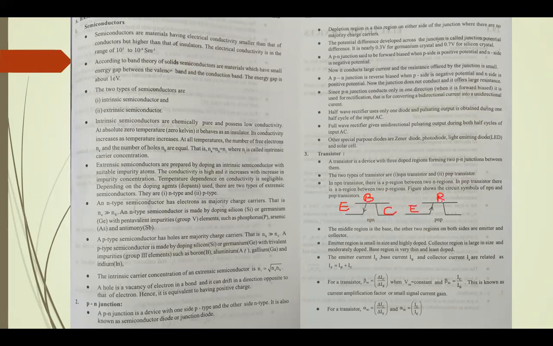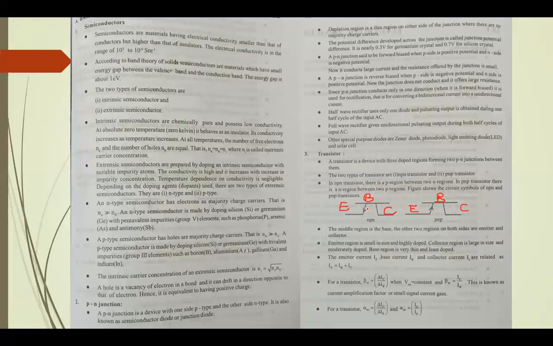Emitter, base, collector. Near the emitter region, if the current is leaving, then it is NPN. If the current is entering, then it is a PNP transistor. The middle region is the base. The other two regions on both sides are the emitter and collector. The emitter region is small in size and highly doped. The collector region is larger in size and moderately doped. The base region is very thin and least doped. That point is very important.